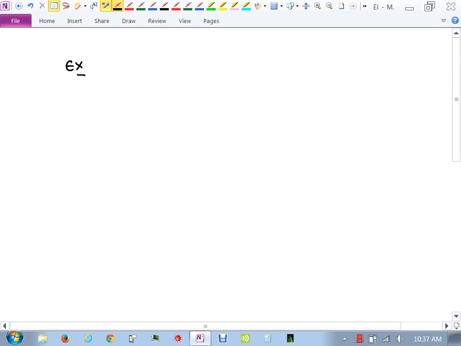Example. Sketch f of x equals log base 3 of x, since that seems to be our fun graph, right? That's the one we've been working on a bit today.